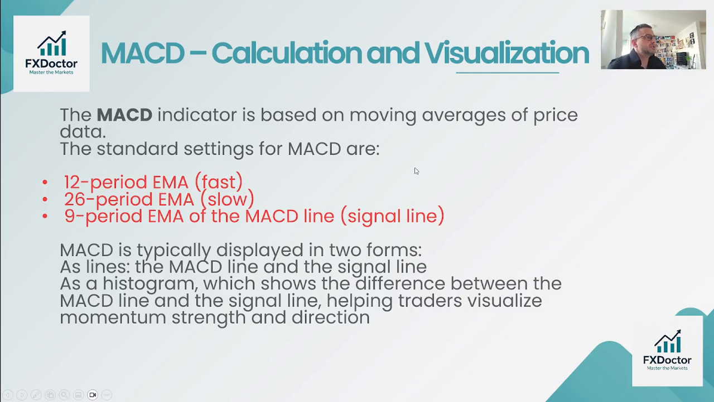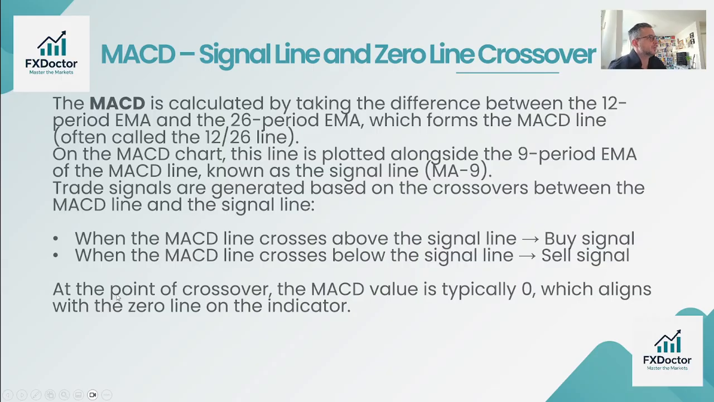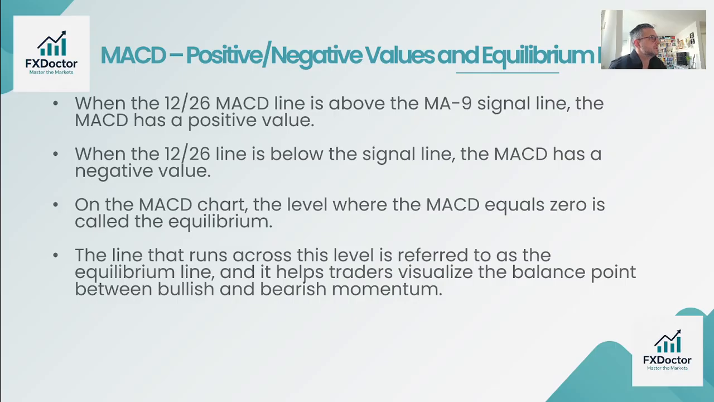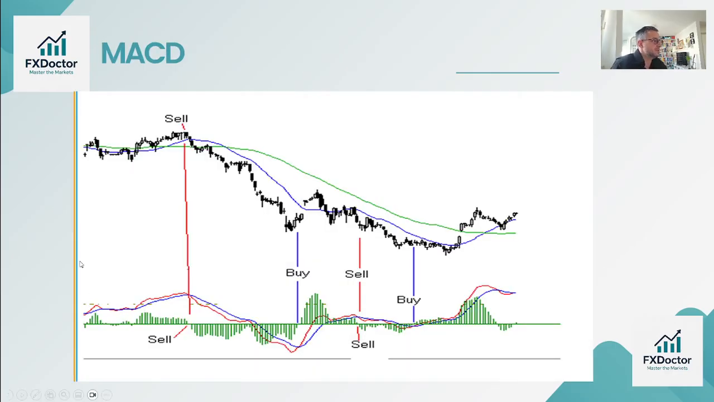The MACD indicator is based on moving averages of price data. The standard settings for MACD are 12, 26, and 9. MACD is typically displayed in two forms: as lines and as histogram. You will see better on the photo. This is the calculation of MACD. You can search that on Google. It doesn't matter. What matters is this.